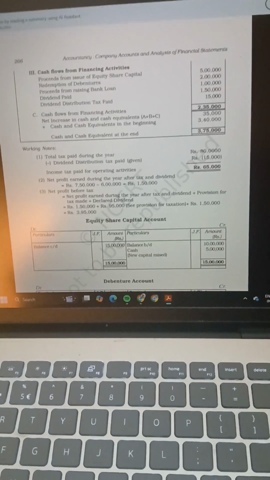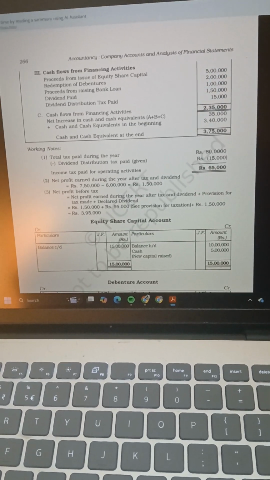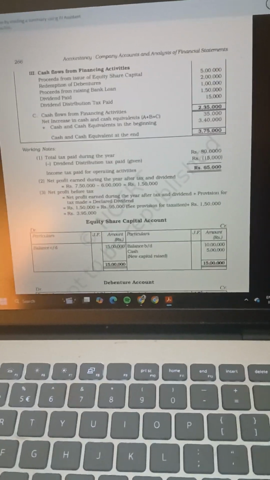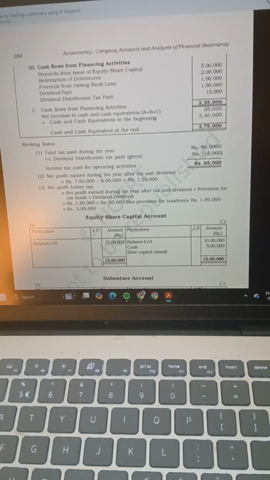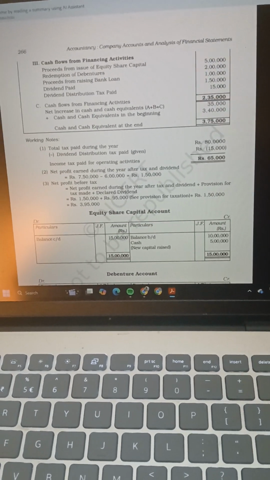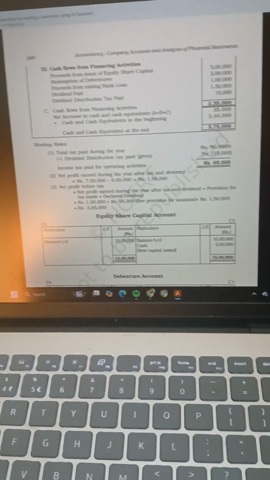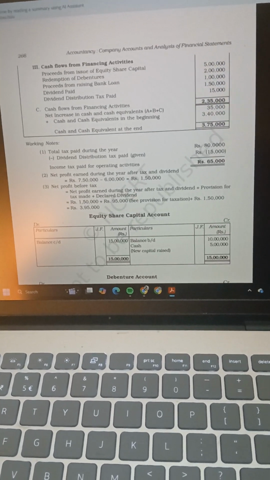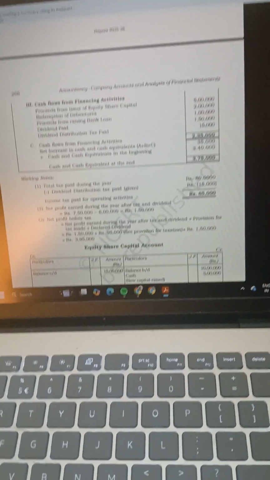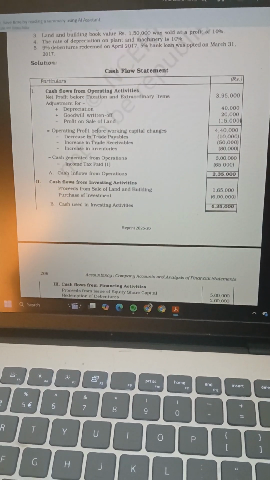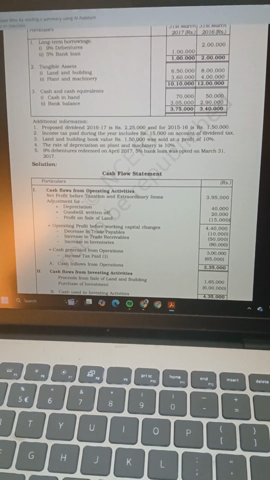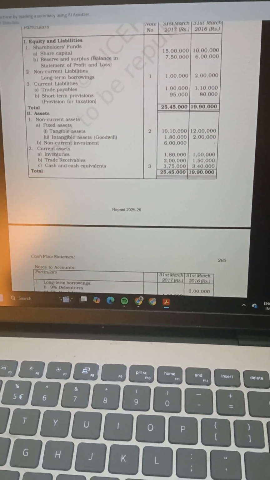First of all, we will proceed with the preparation of equity share capital account. We have to write a heading working note and then write the equity share capital account. So we are preparing an account, so its format is particulars debit, particulars credit. Journal folio in between, then that shows the number of the journal. So let's look into the amount of the equity share capital in the question.